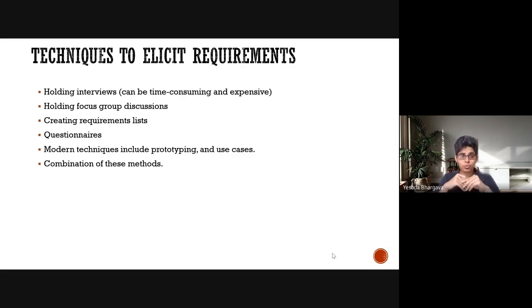Then on your own, you can create a requirement list and get it reviewed by your team members or by the stakeholders or clients you are directly involved with.